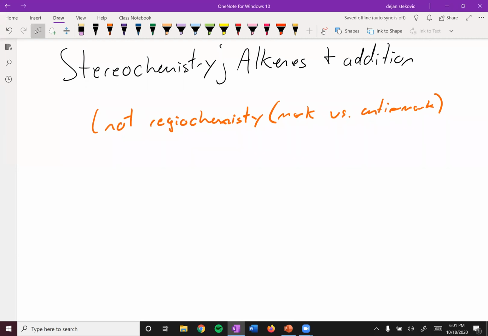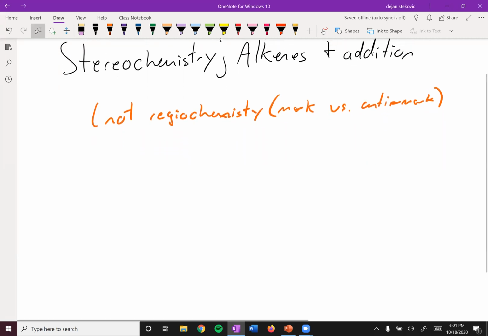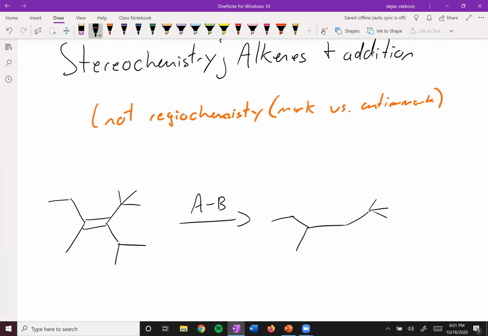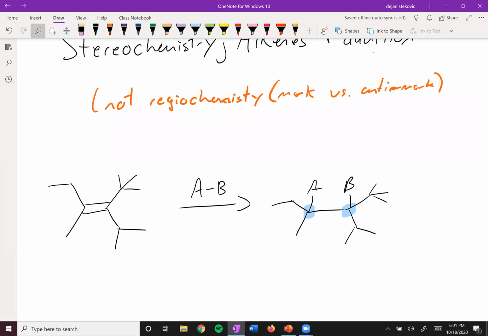Are we going to get one enantiomer, two of the enantiomers? What are we going to get? And so this becomes complicated when you have these alkenes with 4 different substitutions. Because when we add across this alkene AB, what we form is something like this. And what you notice here about these compounds is that there's 2 stereocenters.